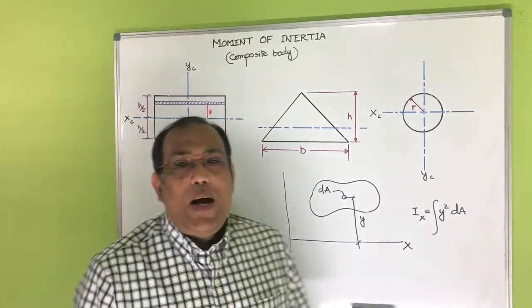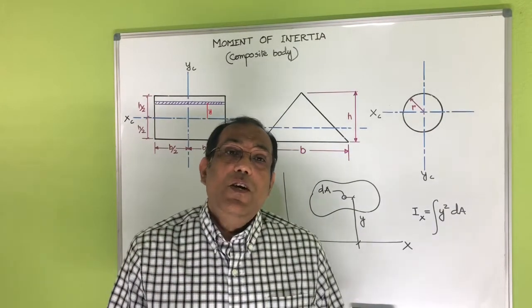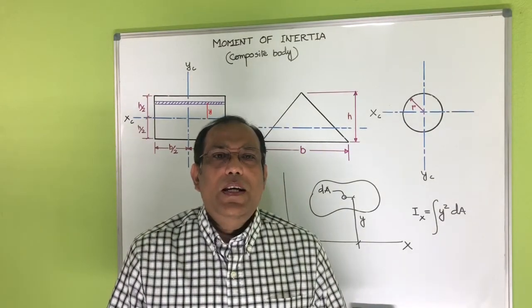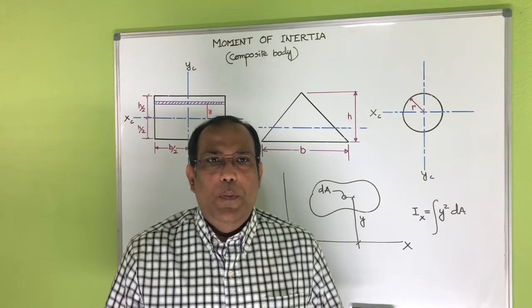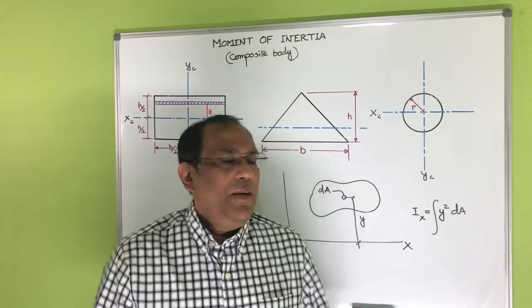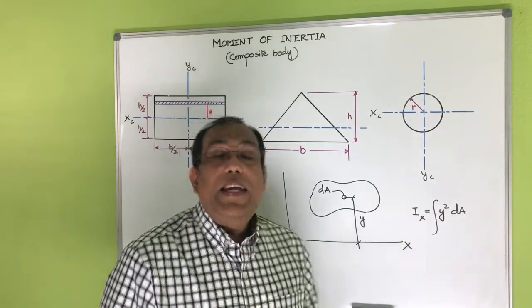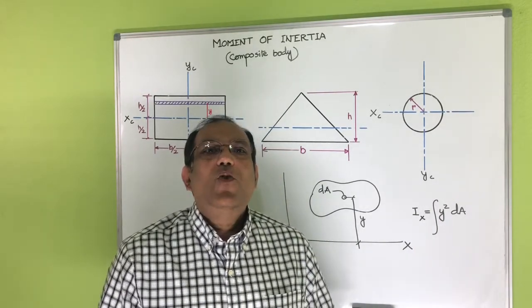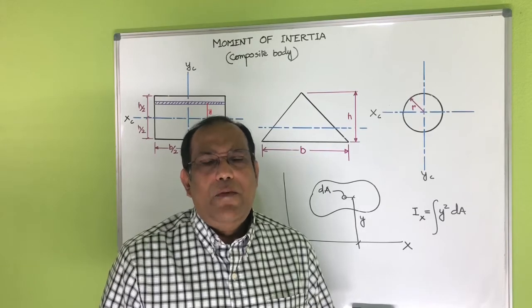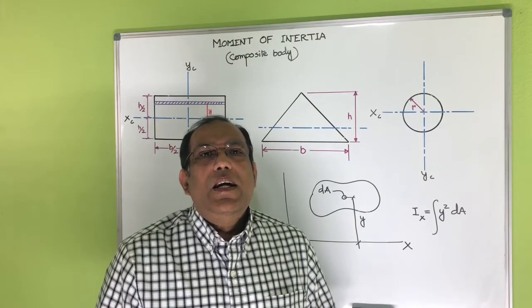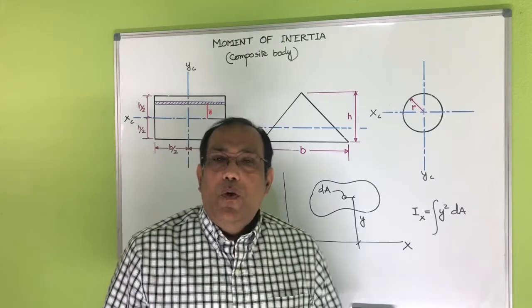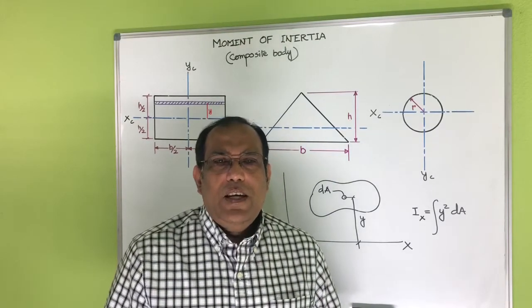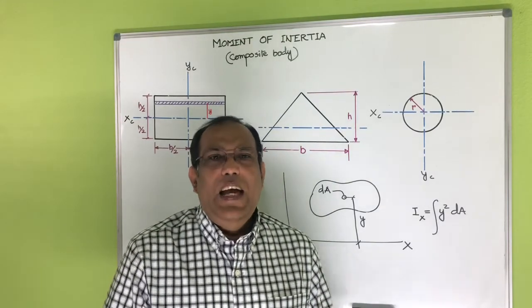Y squared dA. Sometimes we also call that one double moment of area, because you can see there is a square here. y dA is actually the moment, and when it is y squared dA, sometimes we call that one double moment of inertia, or double moment of area.